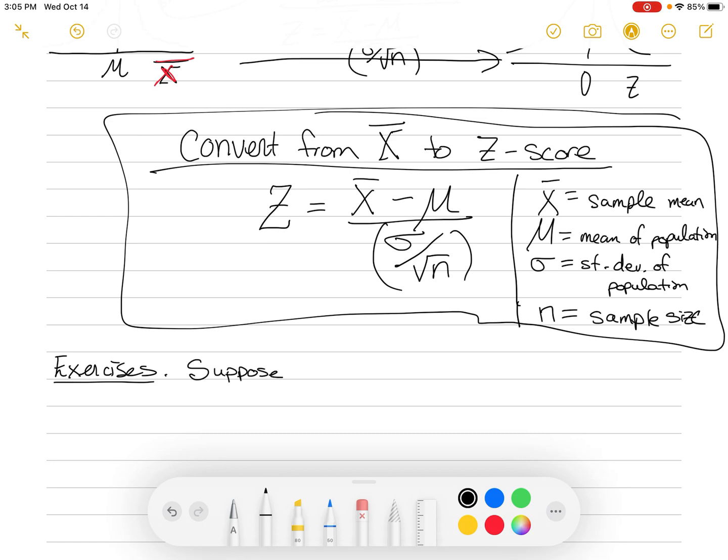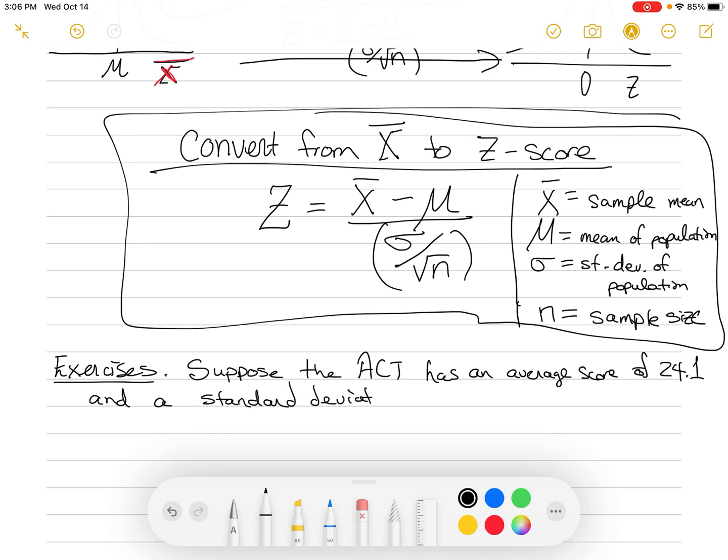Suppose the ACT has an average score of 24.1 and a standard deviation of 2.3 points. So the average ACT is 24.1, standard deviation is 2.3.